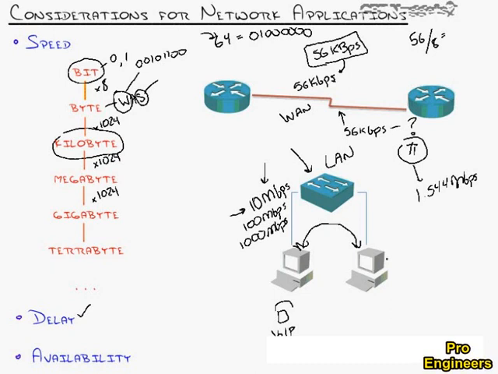Now, it's not the same thing as bandwidth. Bandwidth is how wide is the freeway, right? How many cars can go on that freeway at the same time? Delay is how fast are those cars moving? There's a lot of things that go into delay, like how far apart are the two locations that you're talking between, how congested is the link.